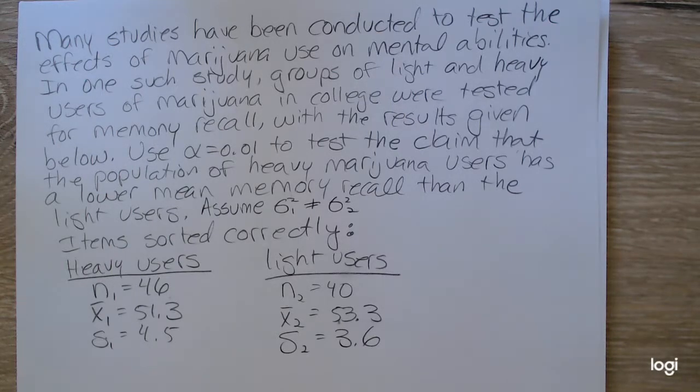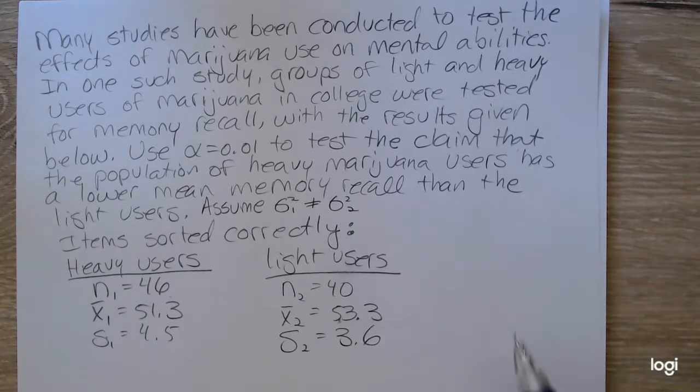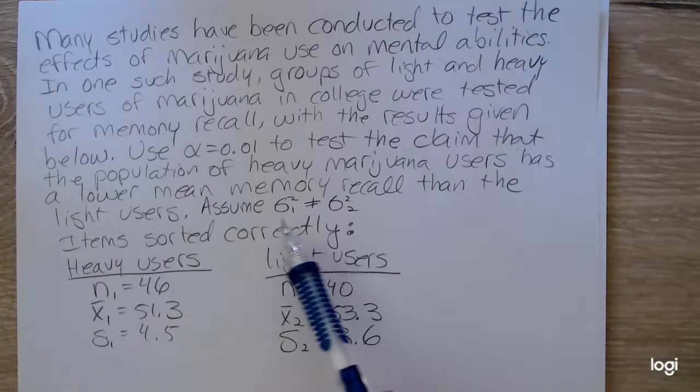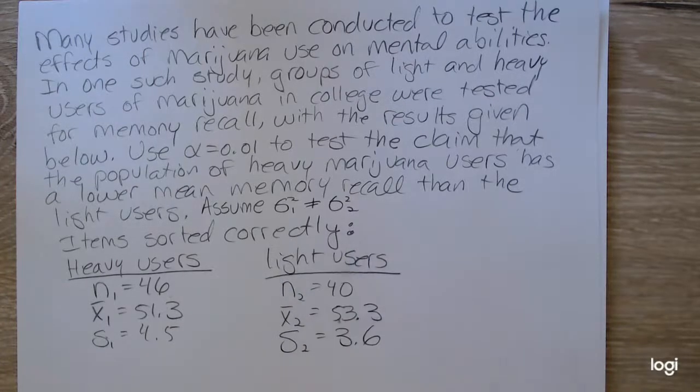Many studies have been conducted to test the effects of marijuana use on mental abilities. In one such study, groups of light and heavy users of marijuana in college were tested for memory recall with the results given below. Use alpha equal 0.01 to test the claim that the population of heavy marijuana users has a lower mean memory recall than the light users. And again, I'm assuming that the population variances are unequal.